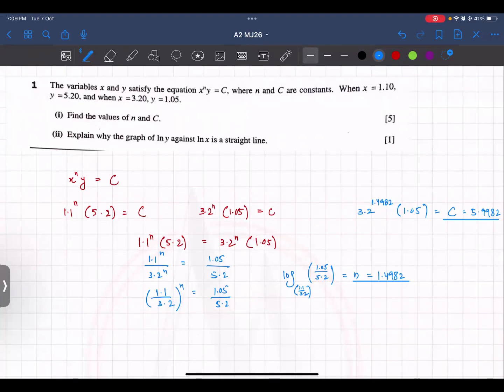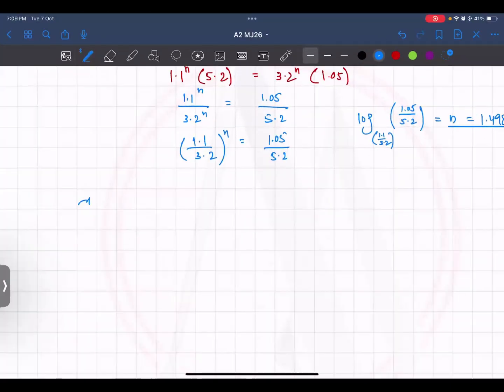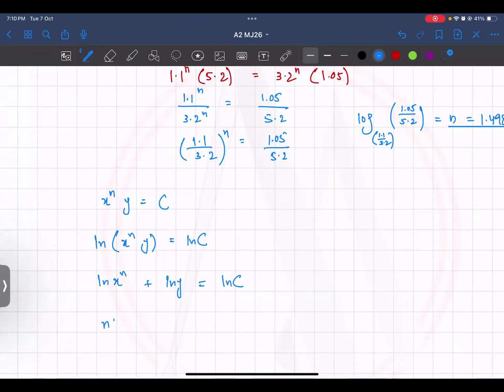So in the second part, explain why the graph of ln y against ln x is a straight line. This is the same thing. You would linearize it. You would take ln on both sides, and then you will see that y will be replaced with ln y and x will be replaced with ln x. So x power n y is equal to c. So ln on both sides. So ln of x^n y is equal to ln c. Ln x^n plus ln y is equal to ln c. n comes down: n ln x plus ln y is equal to ln c.